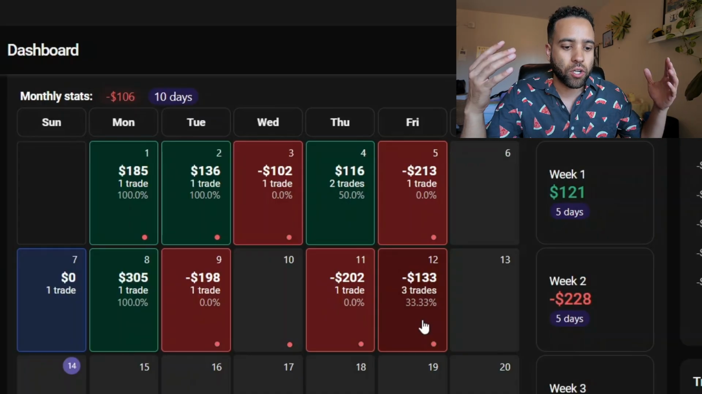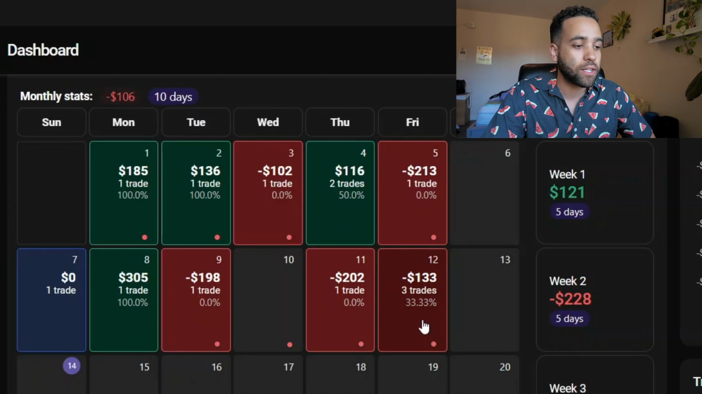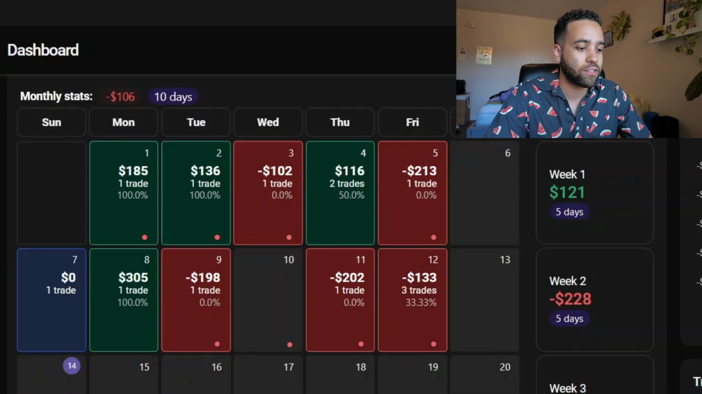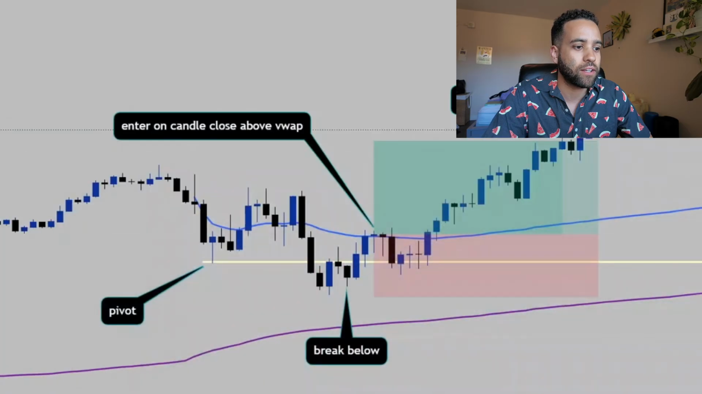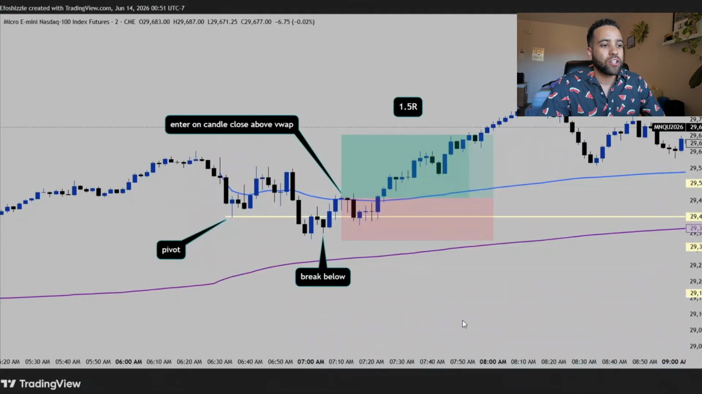But I'm just gonna go through my markups now, and I hope that you can follow them. I'm gonna explain the strategy and what I look for and stuff like that. Oh, that's OBS. Okay, here we go. So first I want to start with the ideal trade.